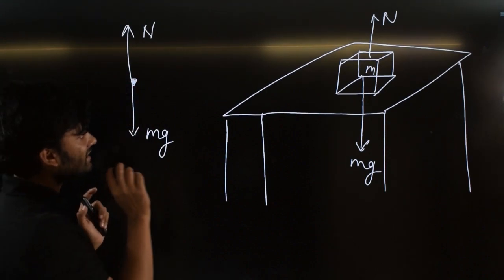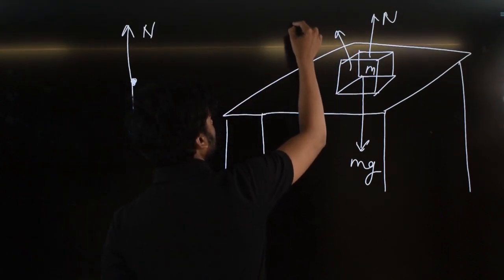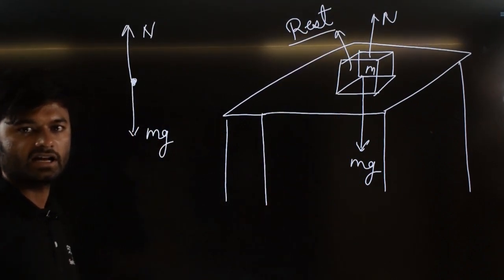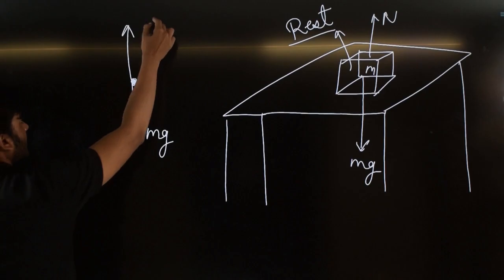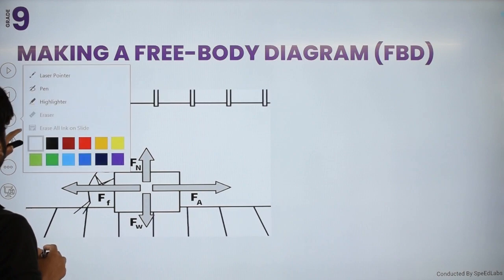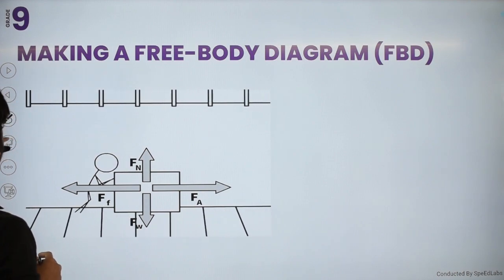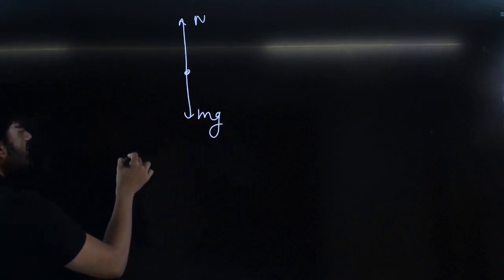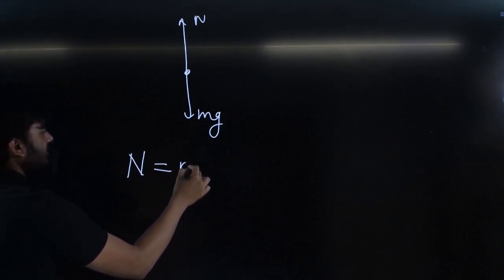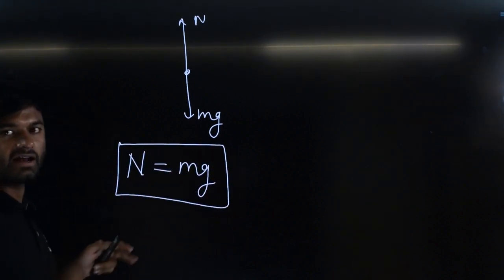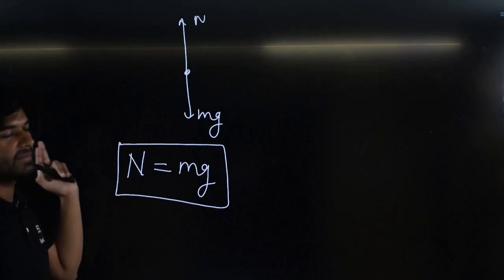And as you can see, the block is at rest. There is no horizontal motion, neither a vertical motion. So I can say that in this example, this normal reaction and this mg will be equal. Why? Because there is no motion. N is equal to mg. So with the help of this free body diagram, we can write such equations. This is a very basic example.